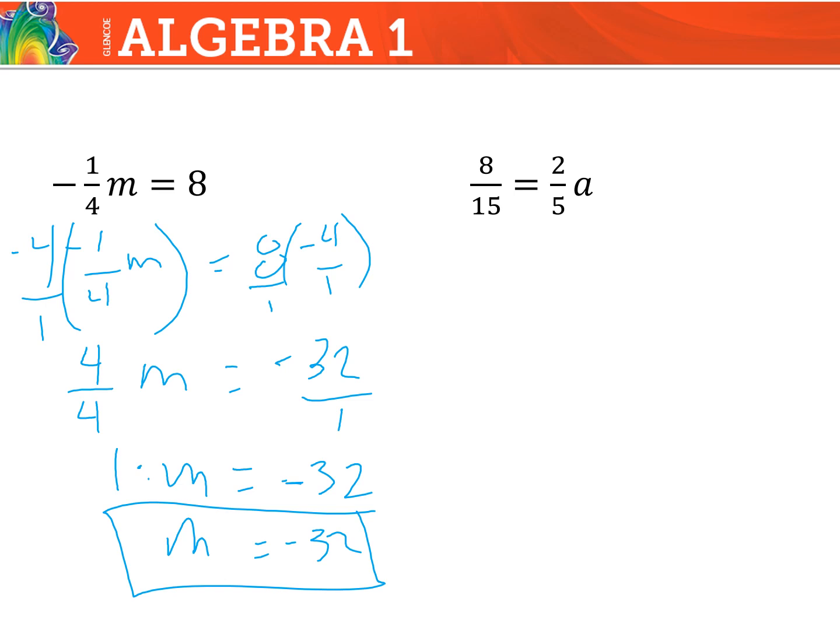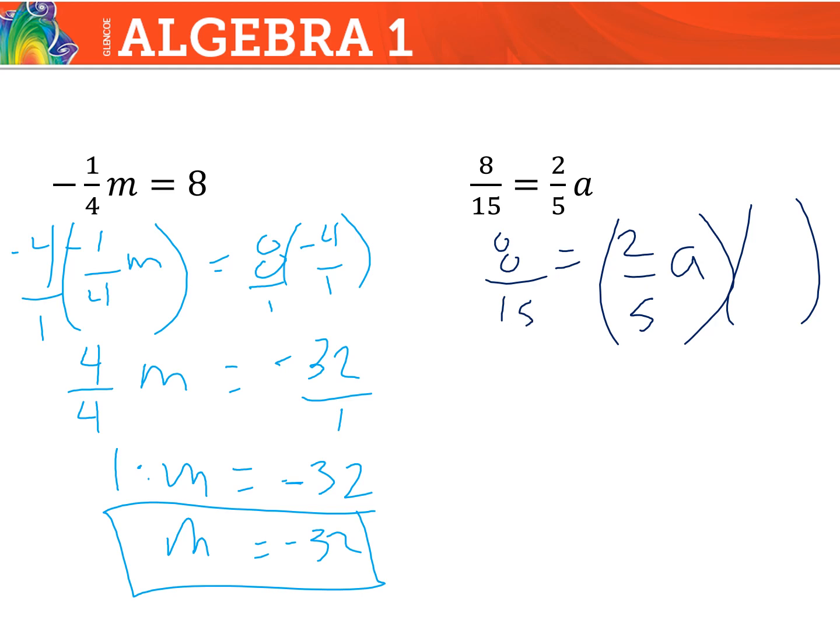Okay, so let's do the next one. Well, I have to decide what is my reciprocal of the fraction that is present. And so my reciprocal of 2 over 5 is what I'm worried about. And so I'll multiply that on both sides. 8 over 15. So my reciprocal of 2 over 5 is 5 over 2.